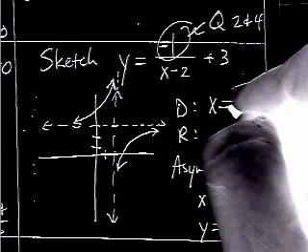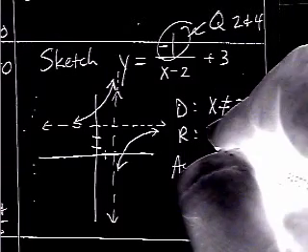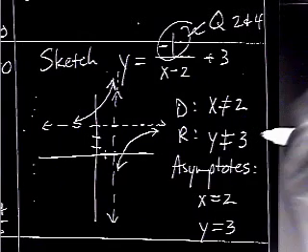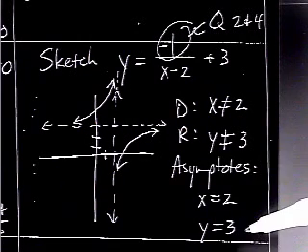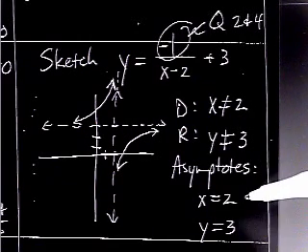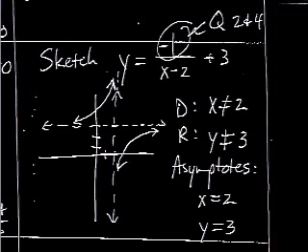My domain, everything except 2. My range, everything except 3. Notice how these things kind of go together? Yep, that's because they do.